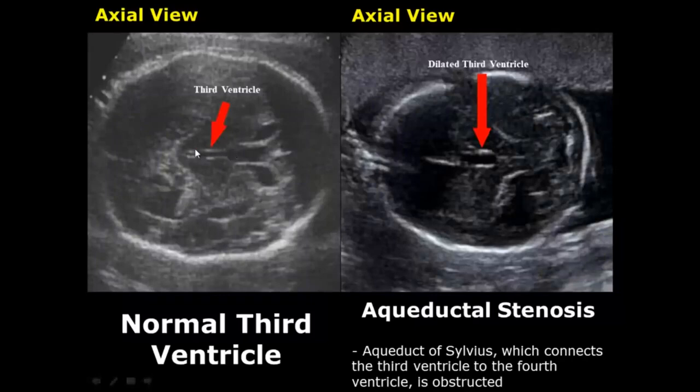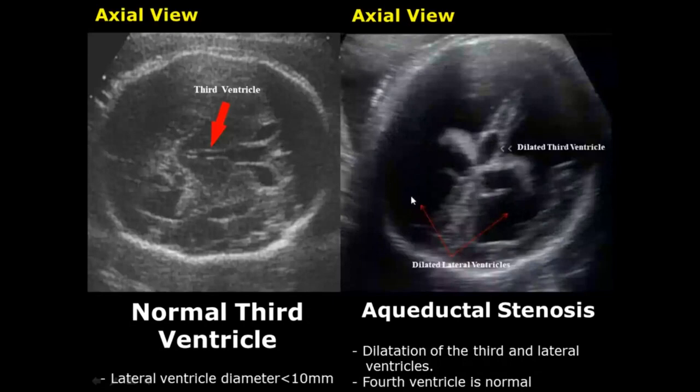In aqueductal stenosis, the aqueduct of Sylvius, which connects the third ventricle to the fourth ventricle, is obstructed. This leads to dilatation of the third ventricle and the lateral ventricle. The normal third ventricle will have a slit-like appearance, whereas when it is dilated, it will have a rectangular appearance.